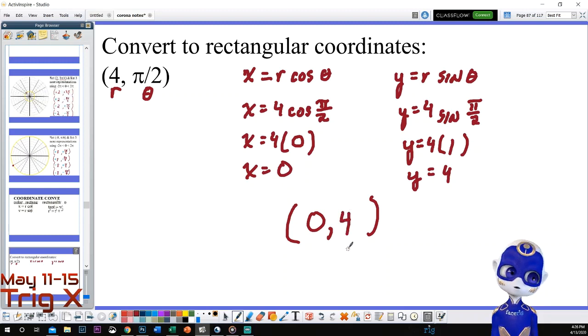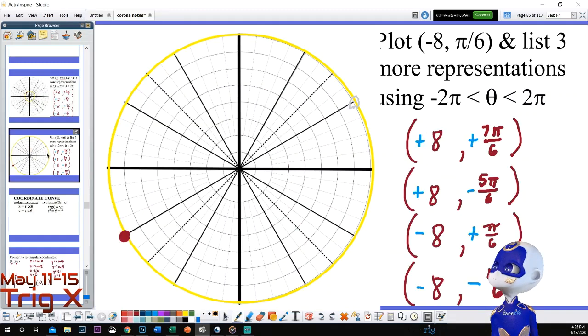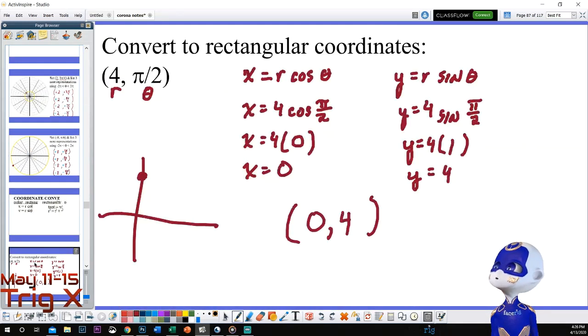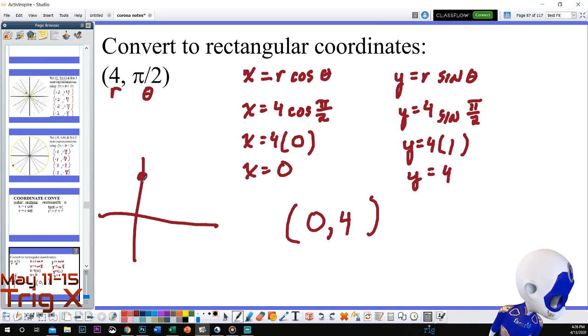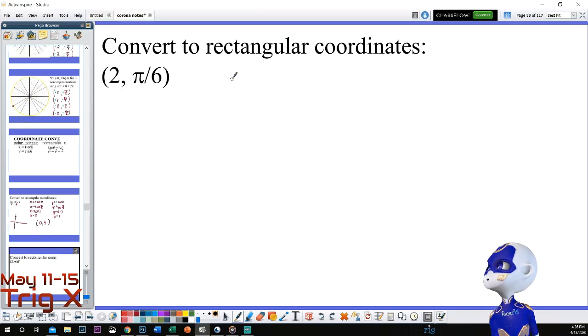And if we graph this on the graph, you would have gone 4 for the radius and up pi over 2, so your dot would have been up here with a radius of 4. And then if you plotted the point 0, 4 in a rectangular graph, so let's pretend instead of this circular graph here, I plopped a rectangular graph on here, 0, 4 would also be in the exact same spot. Amazing. All right, let's move on to the next one. Go ahead, hit pause and see if you can do this on your own, and then come back to us.